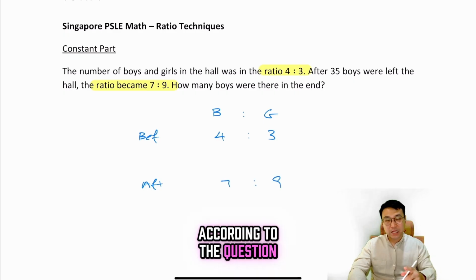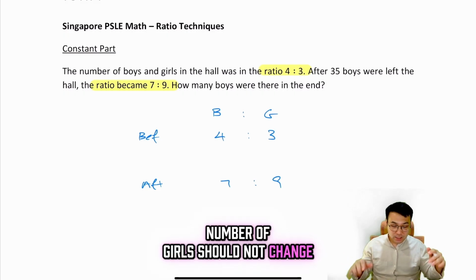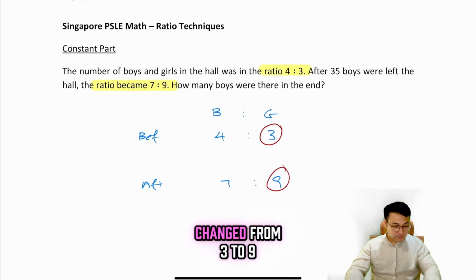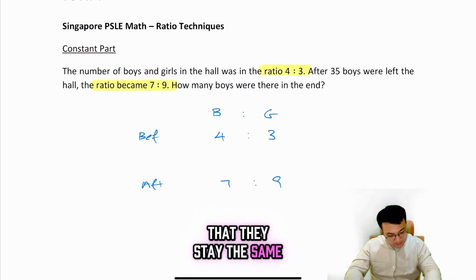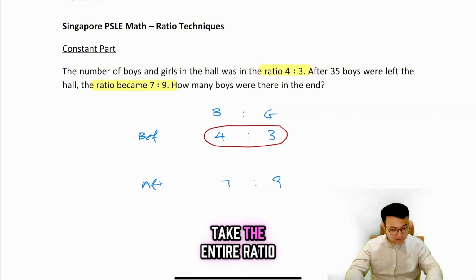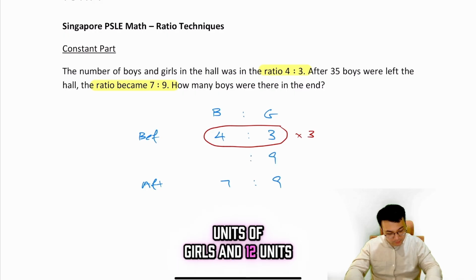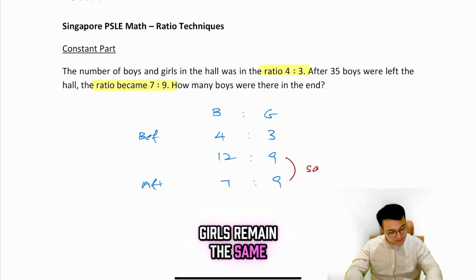According to the question, only the boys left the hall. Number of girls should not change. However, according to your ratio, the number of girls have changed from 3 to 9. So we must make sure that they stay the same. How do we do that? Take the entire ratio, multiply it by 3. Now we will have 9 units of girls and 12 units of boys. Notice that the number of girls remained the same.